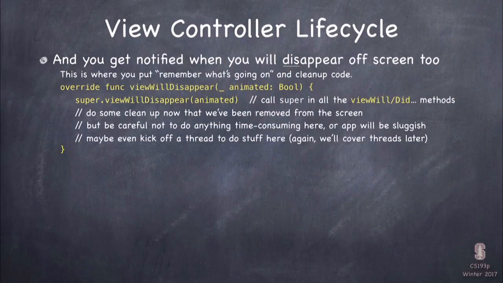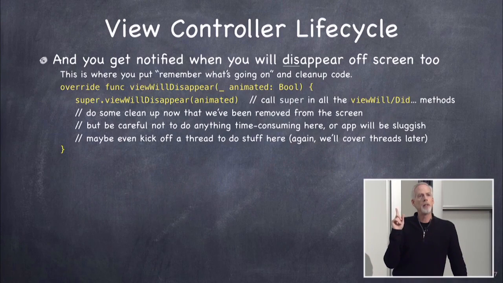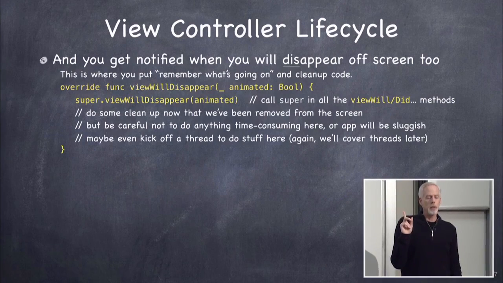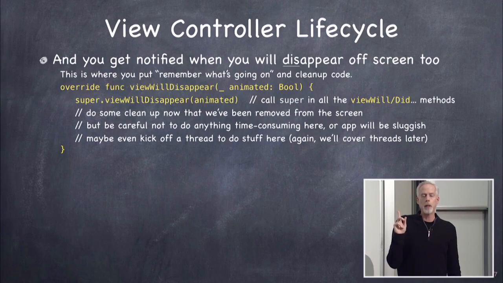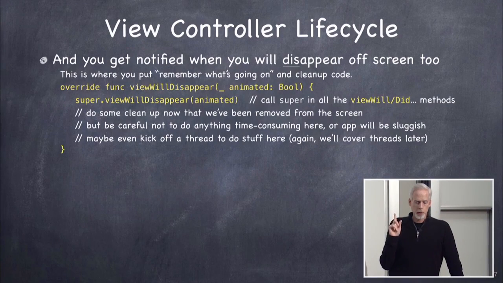And then, of course, you can disappear, and you get the same thing there. View will disappear, and view did disappear. Now, one thing you notice, by the way, in all of these view controller lifecycle methods is I'm calling super. You see that? Super view will disappear, and I did it for super view did load and super view will appear up here. All of the view controller lifecycle methods always call super. Okay? You always want to give your superclass a chance to do it. You'll see actually in the demo why you do that. But always do that. Always do super there.